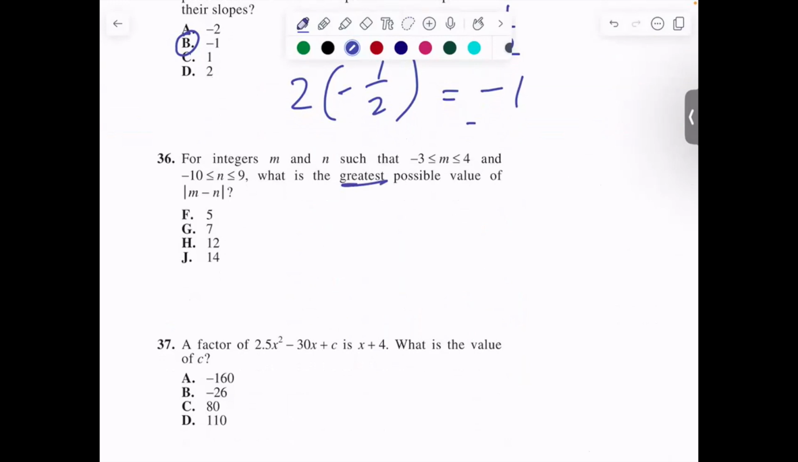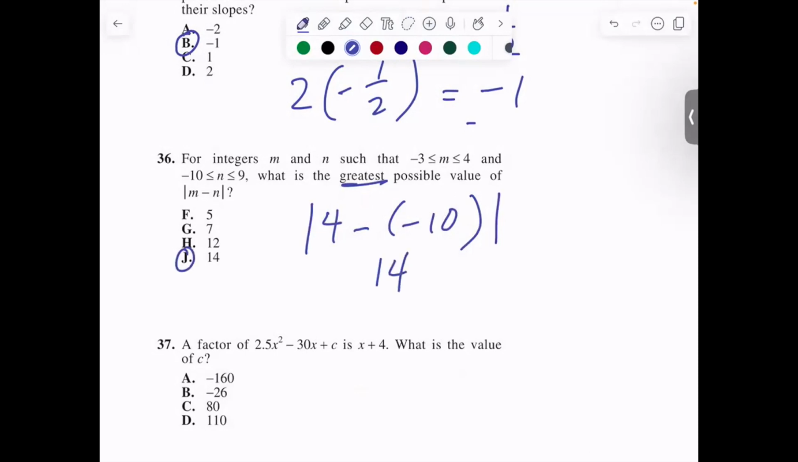So remember for these guys, we want to think conceptually and we want to minimize or maximize each of our numbers. So if I'm trying to get a bigger overall number, I'm going to maybe start with 4 as my m. And then if I'm minusing, I want to do minus a negative 10. And then my absolute value, so 4 plus 10, should be 14.